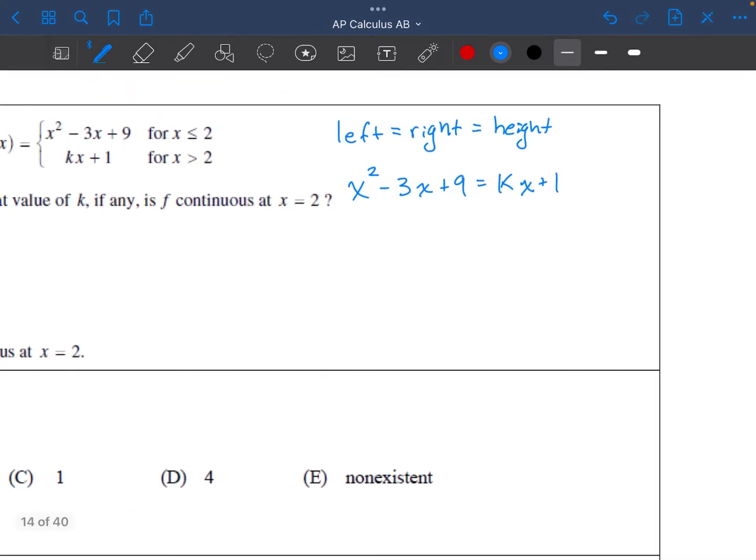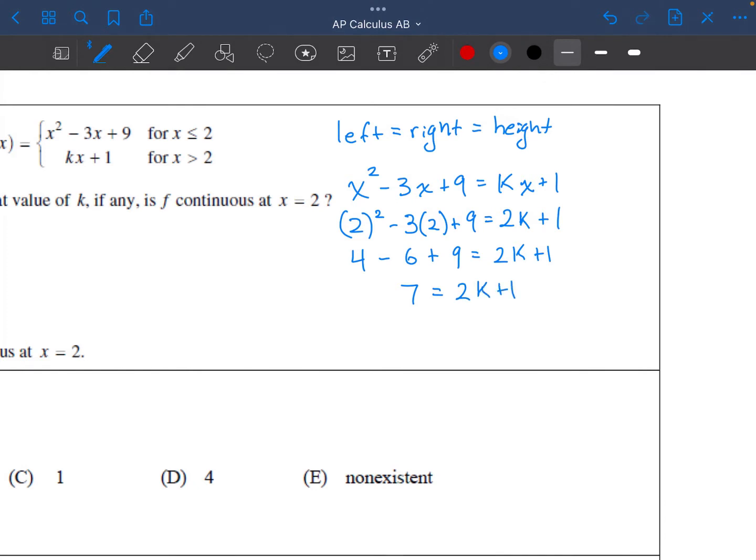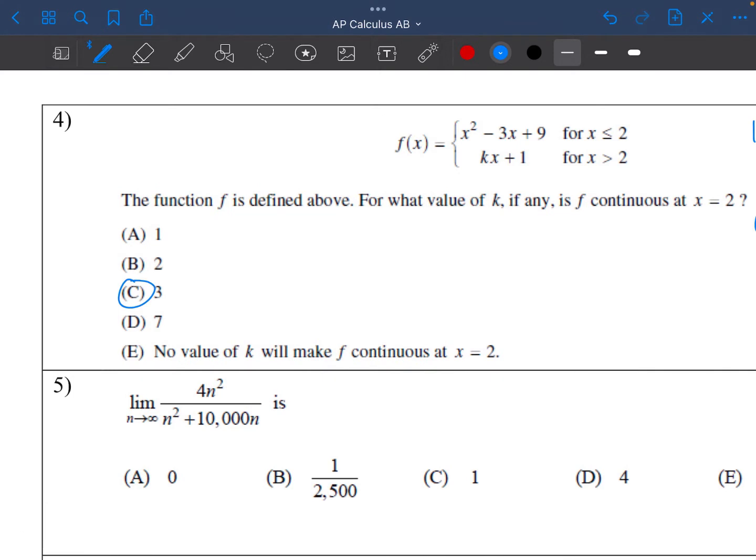So now I have the quantity of 2 squared minus 3 times 2 plus 9 is equal to, and it really should be k times 2, but I'm going to say 2k plus 1, and solve for k. And clearly we're going to get an answer, so the answer is not e. It's going to be 4 minus 6 plus 9 is equal to 2k plus 1. 4 minus 6 is -2. -2 plus 9 is 7, so 7 is equal to 2k plus 1. Subtract 1 on both sides, so 6 is equal to 2k. Divide by 2 on both sides, k is equal to 3. And that means our answer is C.